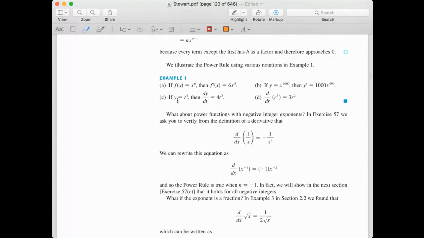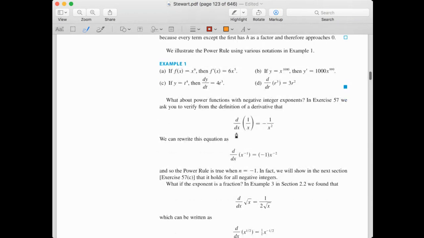So let's see some examples. If the function equals x to the 6th, then the derivative is 6x to the 5th. t to the 4th is 4t cubed. If x to the 1,000, the derivative is 1,000 x to the 999. The r cubed becomes 3r squared. Power rule, right? Well, let's see this.